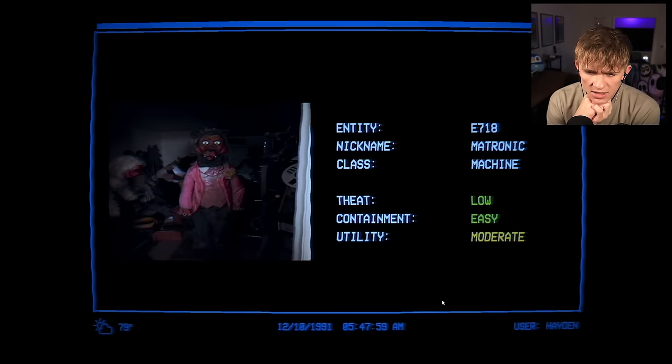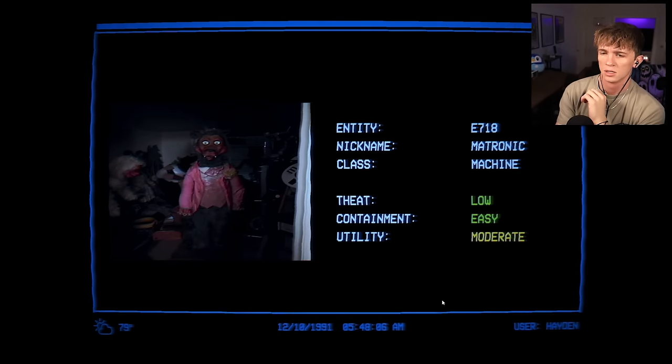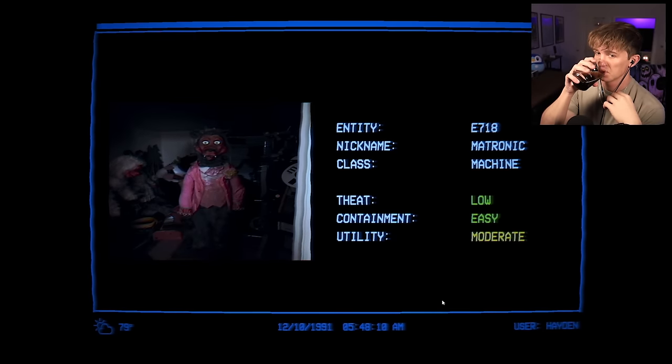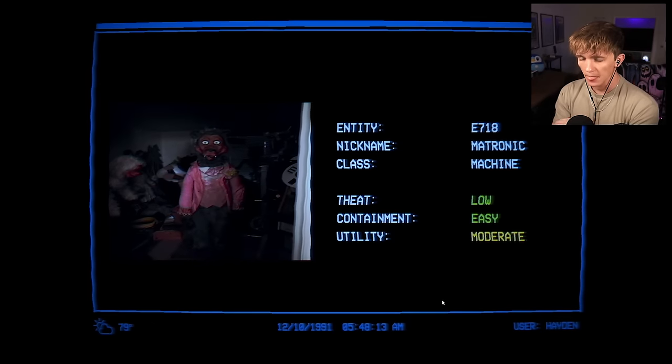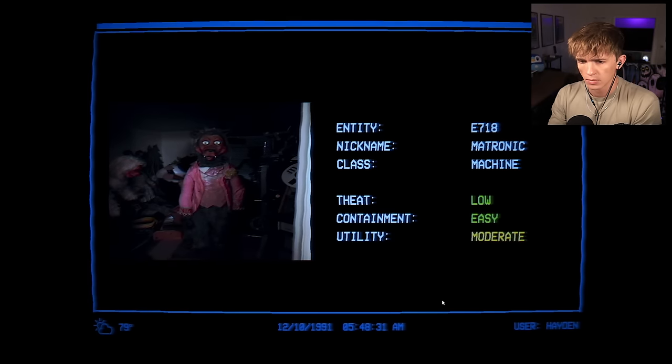Okay. Cool. Entity E-718. Nickname, Matronic. Class, Machine. Threat, Low. Containment, Easy. Utility, Moderate. Matronics take the form of animatronics, playful figures that appeal to children. Matronics prey on children with no known case of an adult victim. It isn't known where matronics bring their child prey, however, they are never seen again. Matronics, although dangerous, are easy to terminate and capture. The past 5 years, children of ERD agents have been targeted by matronics, and they have taken 107 to date. The research goal this year is finding why matronics are targeting agents' children and how to redirect their targeting. Okay. So matronics are little entity bitches.